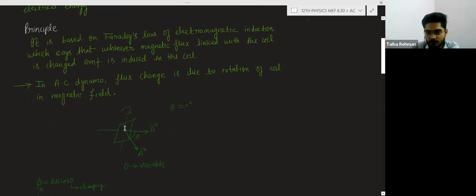So basically, this is your coil. This is the direction of the magnetic field. This is the area vector of the coil. And I have told you area vector is always perpendicular to the plane of the coil. So when the coil will rotate, the direction of the area vector will change. Theta will change. Magnetic flux will change. And change in magnetic flux will produce EMF. And due to the EMF, there will be the current.